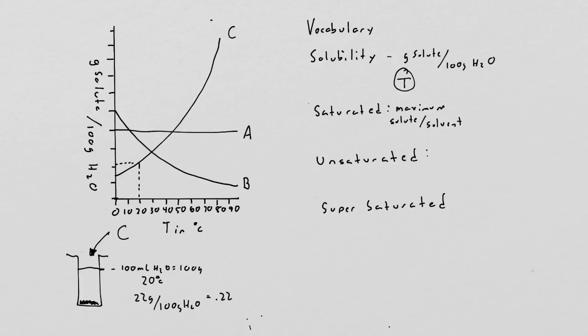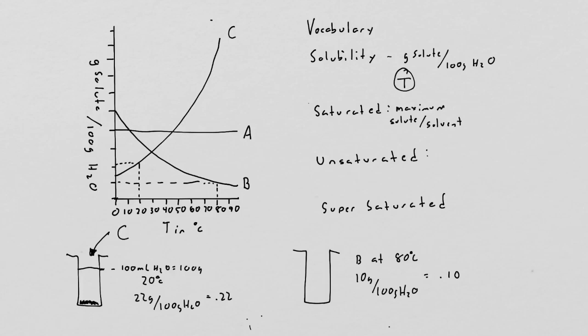Now, let's say we did the same thing for a different substance. What would be a saturated solution of, let's say, substance B at 80 degrees Celsius? So we go to substance B, we go out to 80 degrees, and we make a long dashed line here. And we get that about 10 grams of substance B can go into 100 grams of water. So that's equal to 0.10.